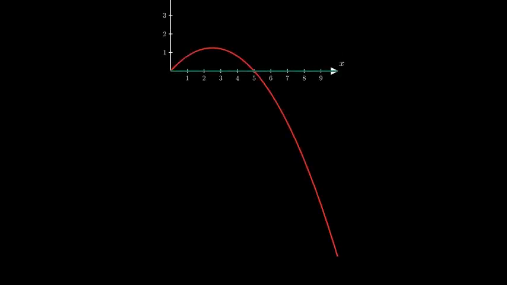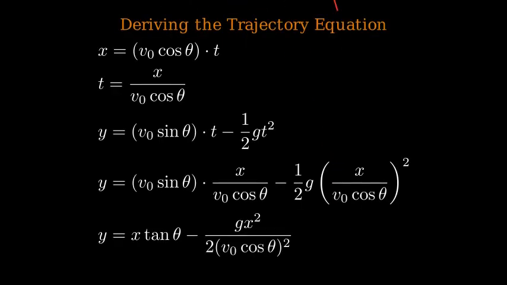Now that we have our equations, let's analyze the trajectory of a projectile. The path of a projectile is a parabola, which comes from combining the horizontal and vertical motion equations. If we eliminate time between our x and y equations, we get a quadratic relationship between y and x, which is the equation of a parabola. y equals x times tan theta minus g times x squared divided by 2 times v0 squared times cosine squared theta.